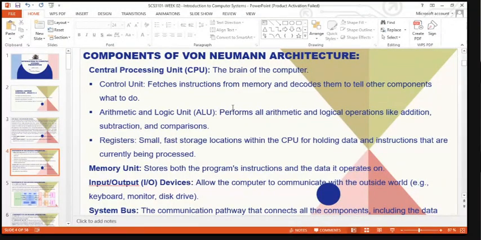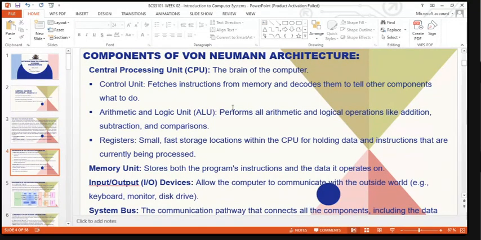Then we have the registers, which are smaller, and also a fast storage location within the CPU for holding the data and instructions currently being processed in the computer system. It's a small storage device where you're able to hold data and instructions, which means you're able to process instructions and data when they are located within the CPU processor.